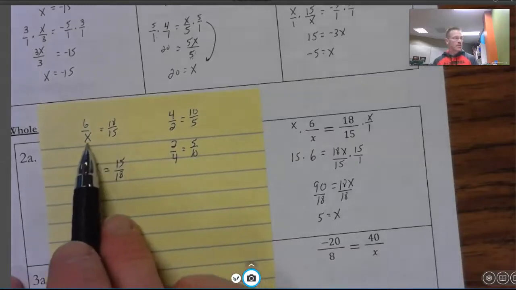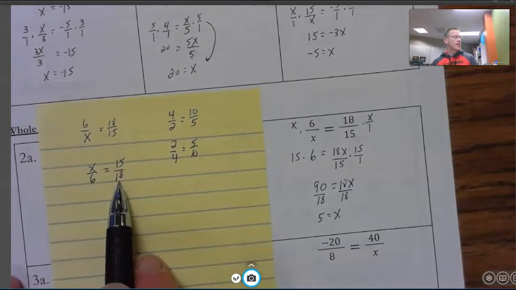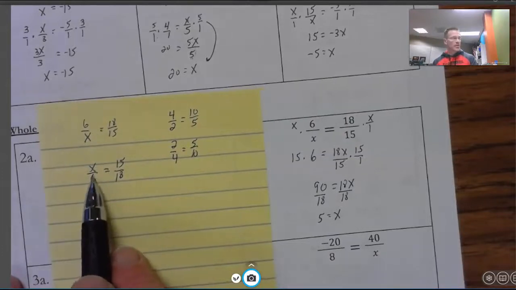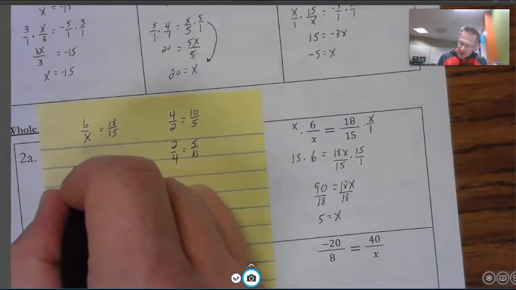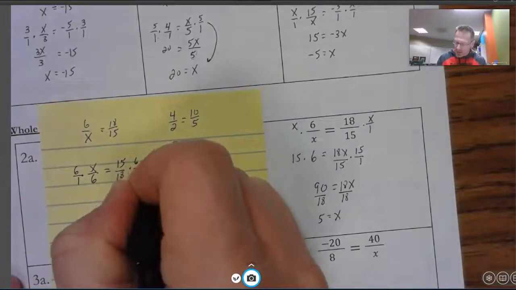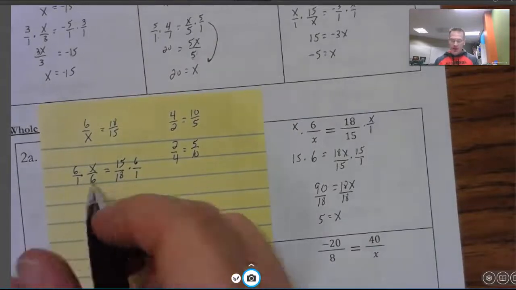And so notice if I do that with this problem, it makes it just a little bit easier, because now with the x in the numerator, I can just undo the division on the left side. So I can multiply by 6 here, and I can multiply by 6 here. All right, so 6 divided by 6, right?